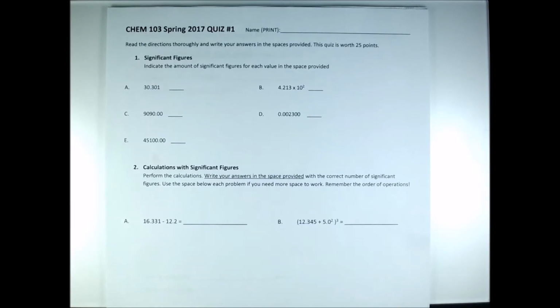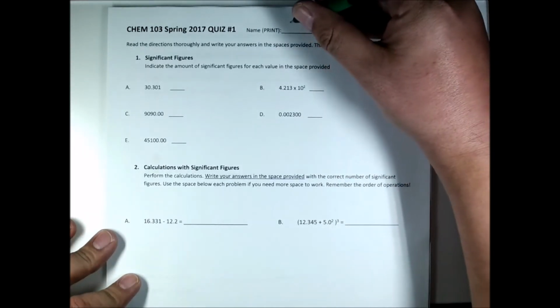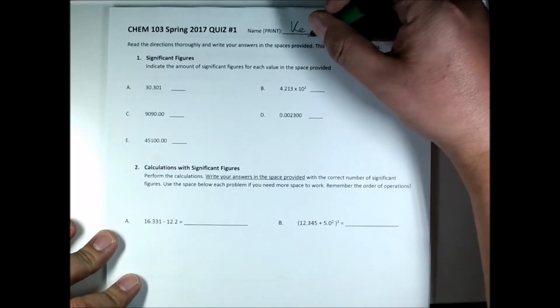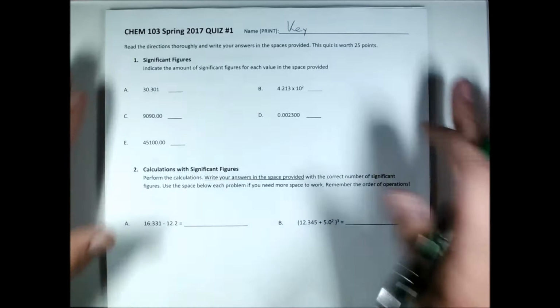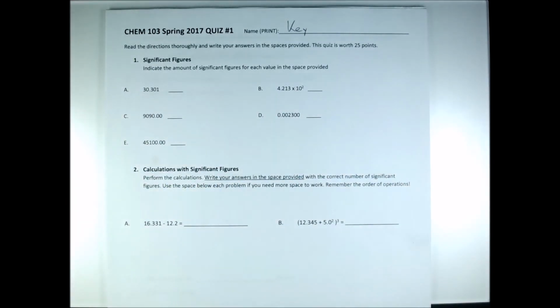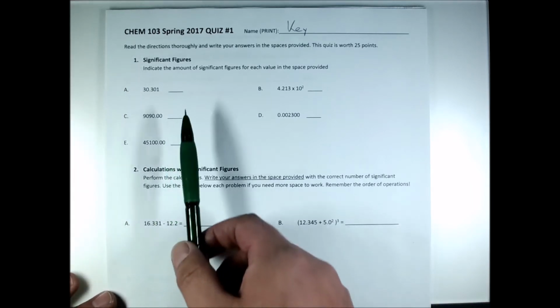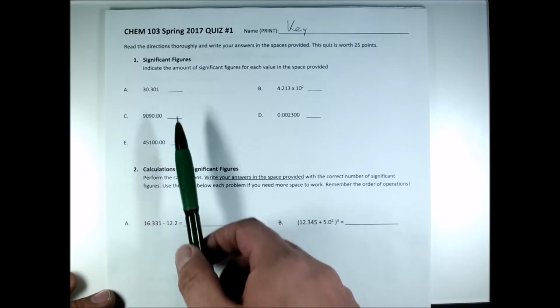All right, let's go ahead and go over quiz 1 here. So this is the key. Whenever you do a quiz, make sure that you read the questions thoroughly. So, for example, if the question is saying put things in scientific notation, such as that, make sure you follow those directly.